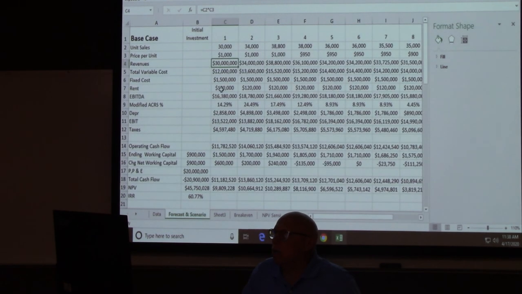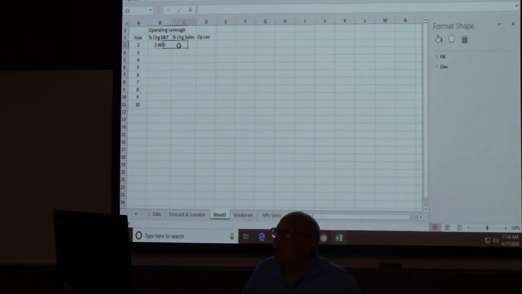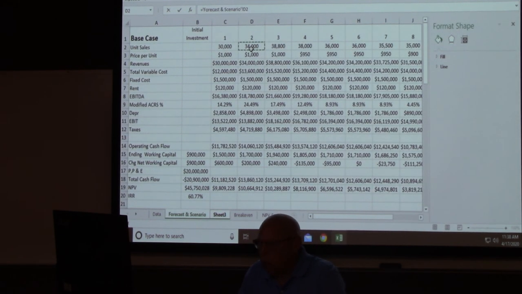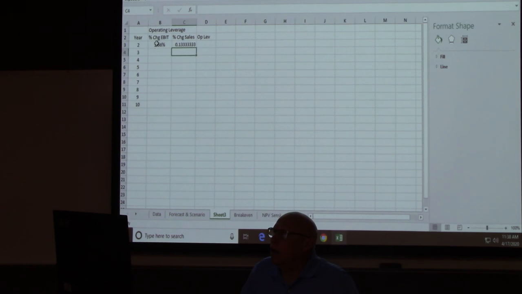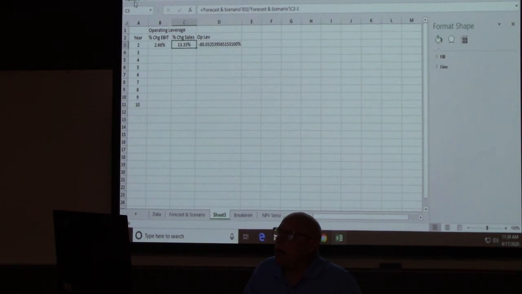Let's make sure that looks right. So EBIT, yeah, not much change there. Okay, and let's go back here and let's find the percentage change in sales. Equals that divided by that minus one. And go ahead and format this. And operating leverage is equal to this divided by that minus one, and we do not have operating leverage here.